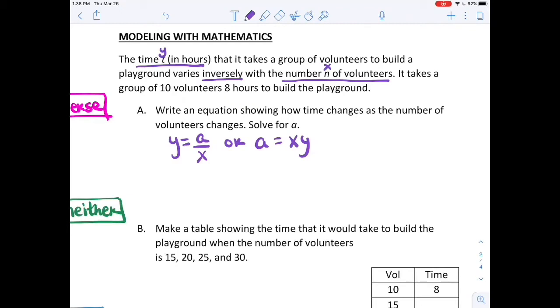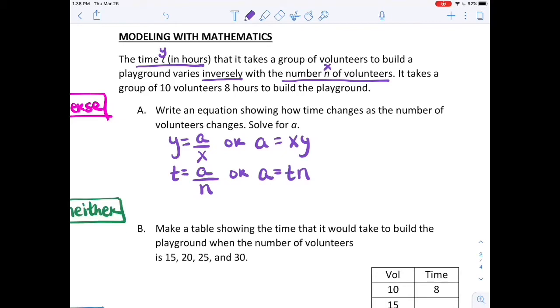So let's go ahead and rewrite this in the form that we need for this real world problem. X and Y actually have meaning now. They are time and number of volunteers. So we can say that time varies inversely with the number of volunteers. The more volunteers you have, the less time it's going to take. Or the other thing we can say is that our constant is equal to the time times the number of volunteers.